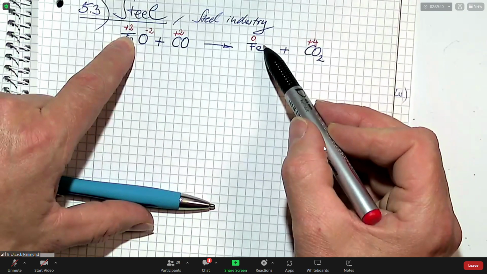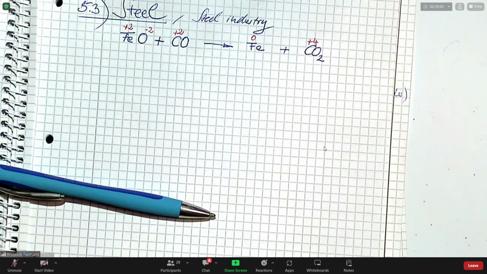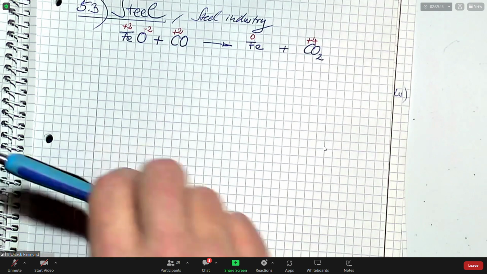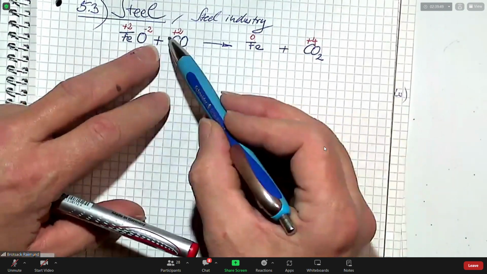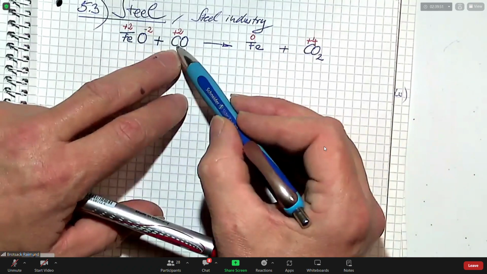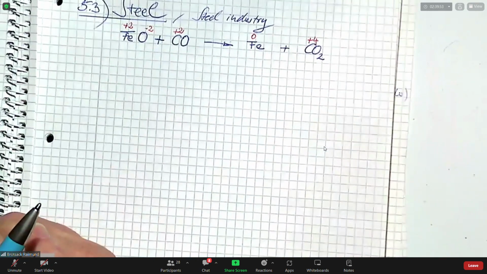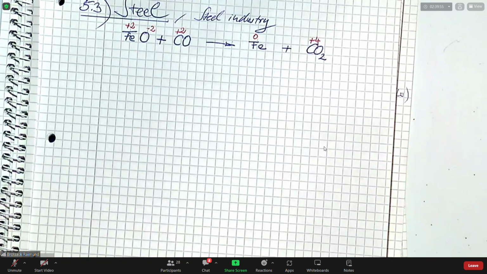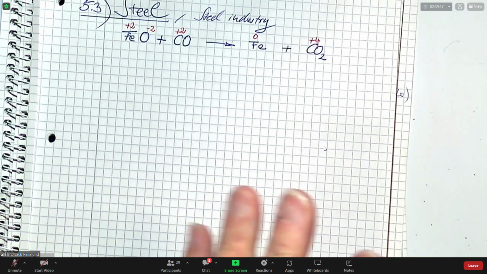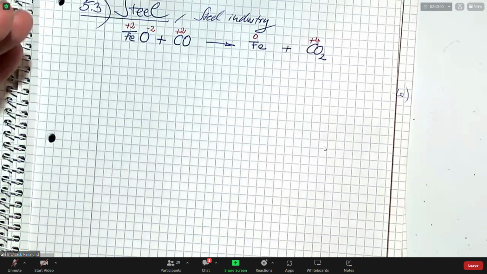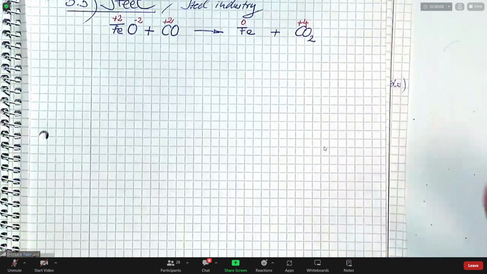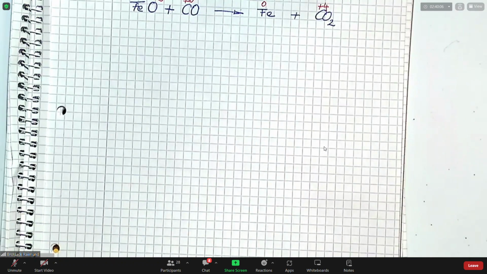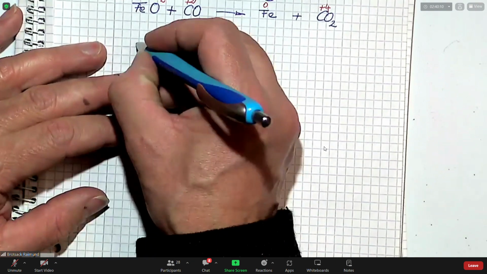So that's fine. Now balance: the overall reaction is already balanced. We have 1 iron, we have 2 O, and we have 1 carbon. That's the main reaction. But of course, this is just the overall end view on this system. We start with carbon.